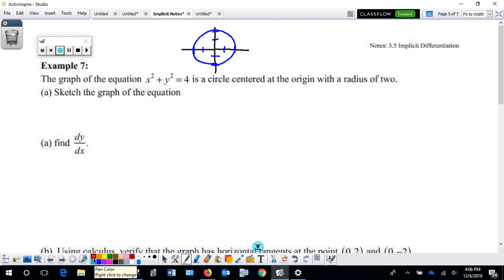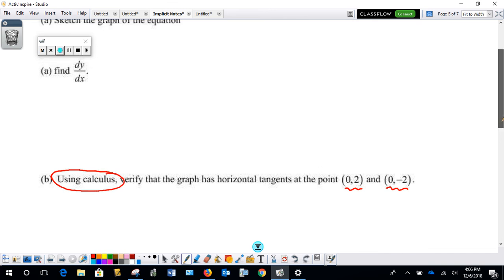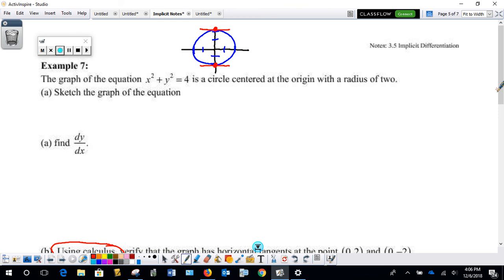And if I were to ask you where there are horizontal tangent lines, you would say, well, there's a horizontal tangent line right there, and there's a horizontal tangent line there. So I already know the answer to the question, that the horizontal tangent lines are going to be at (0, 2) and (0, -2). But notice that part B says, using calculus, verify that there are horizontal tangents. Notice that up here I did not use any calculus yet.